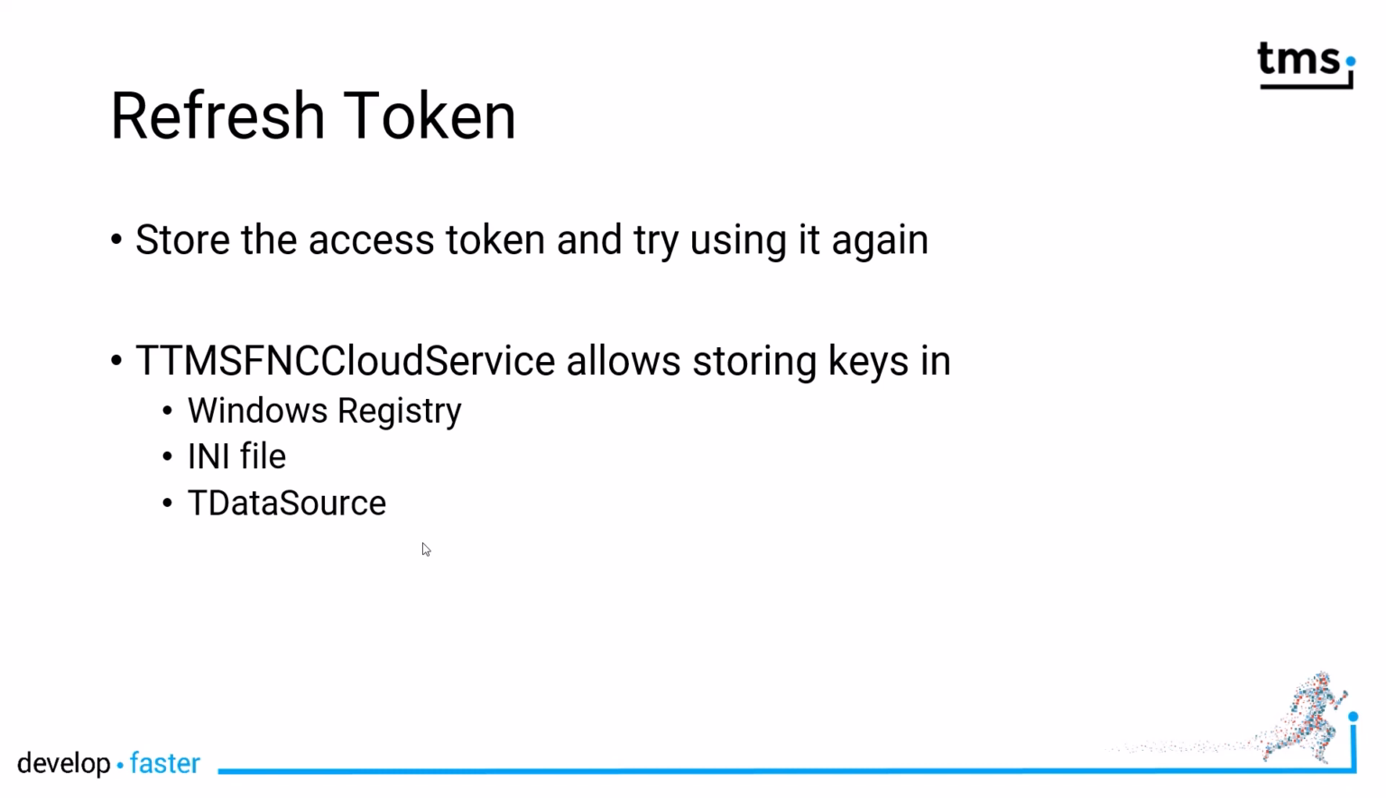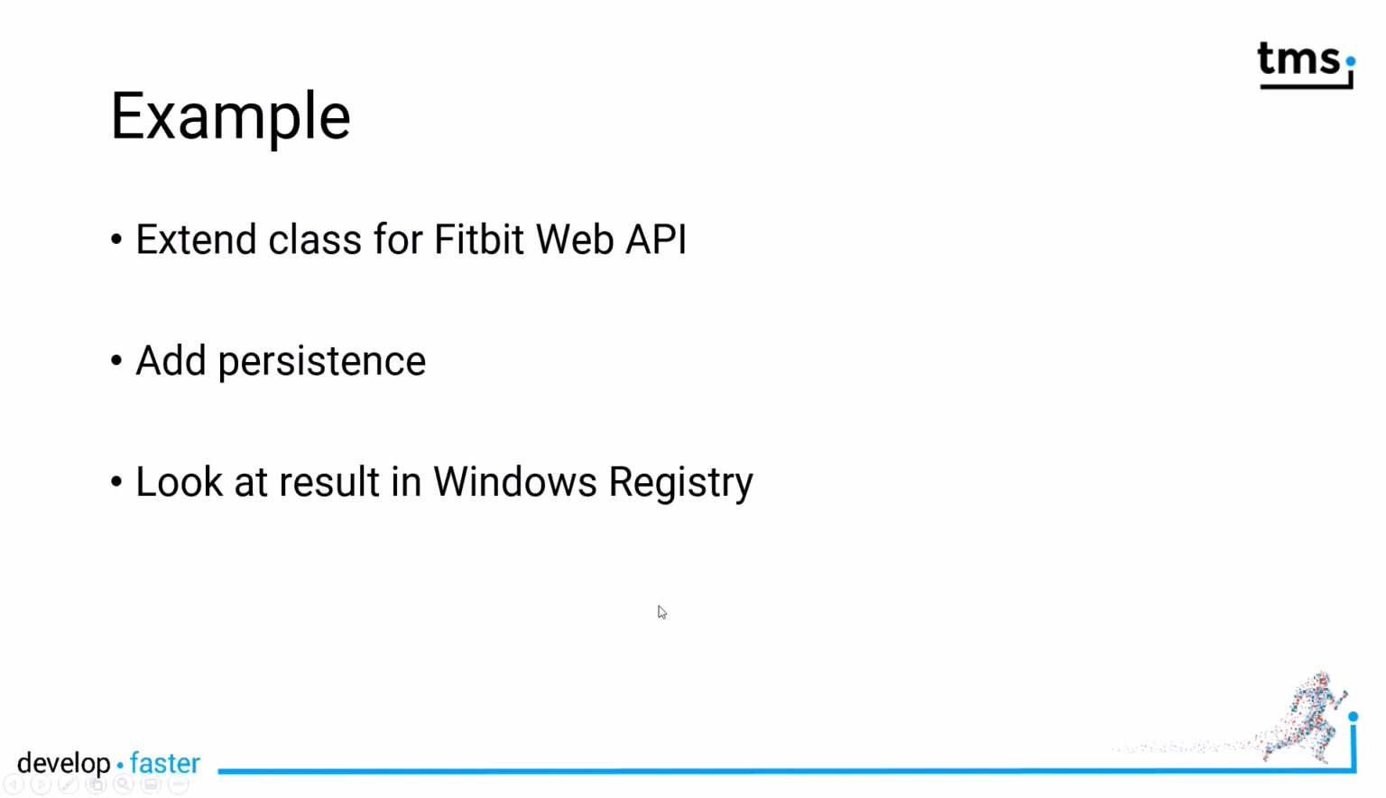With the TMS FNC Cloud Pak, you can store these access keys easily in the Windows registry, in an INI file, or use a T-data source to store it in any of the databases that your database framework supports. This gives you great flexibility to store your access keys for the next session of your client. As said, in this video, you'll learn how to extend the class to support storing and reloading of these keys. And we're going to look at the Windows registry to see the result of the keys being stored.